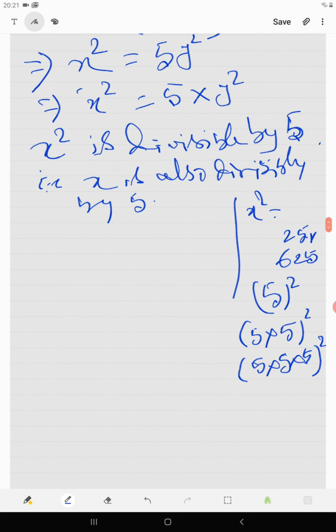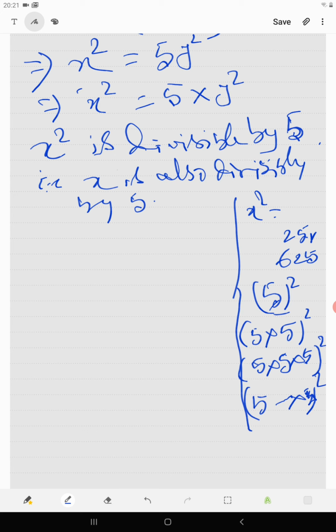Correct? Similarly, n number of times 5 getting multiplied. N number of times you multiply 5 and there is a square. So x square can be represented like this. You can see that if x square is 5 square, then x is 5. That means x is also divisible by 5. Clear, right?